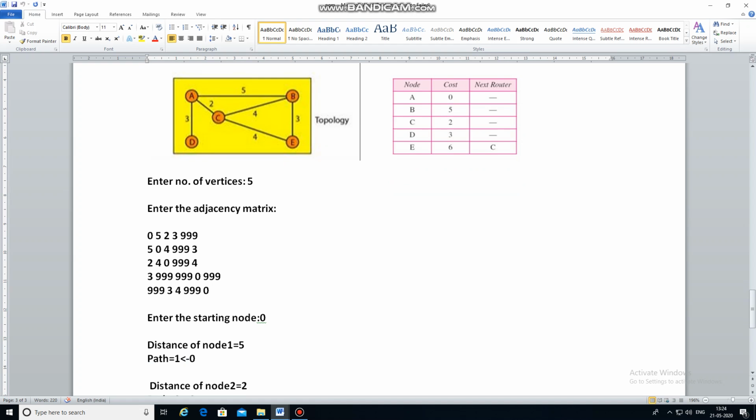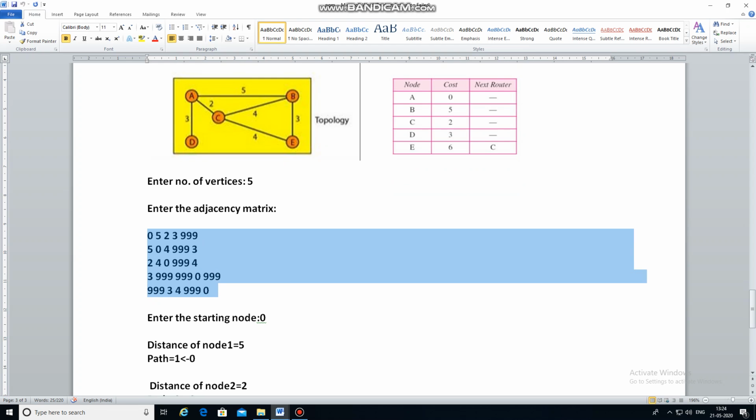Then if you see this matrix, right, this is the adjacency matrix where from A to A it is 0, I have entered it as 0. A to B is 5, I have entered it as 5. A to C it is 2, I have entered it as 2. A to D it is 3, and A to E basically we take it as we don't have any direct connection.